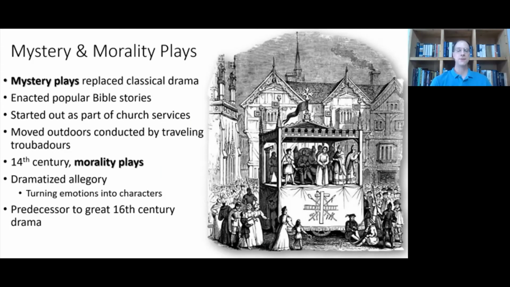With the fall of Rome and the rise of Christianity, classical drama fell into disfavor. It was replaced by mystery plays, which enacted popular Bible stories. These started out as part of a church service. Then they moved outdoors and turned into tours that were conducted by traveling troubadours. These were followed by morality plays in the 14th century that dramatized allegory, turning emotions into characters, like the character sin or the character of courage. Thus, conflict between good and evil was taken from an internal struggle to one that occurred between actual characters in the play. Most of these plays were not noteworthy or well written, but these were the predecessors to the drama that came about in the 16th century.